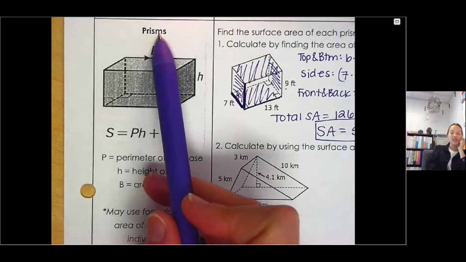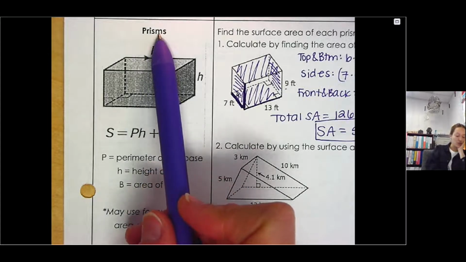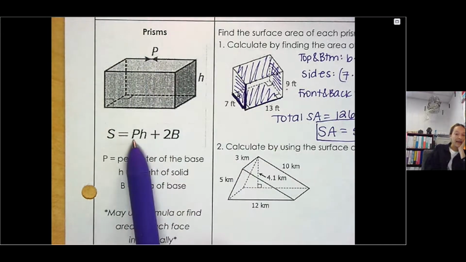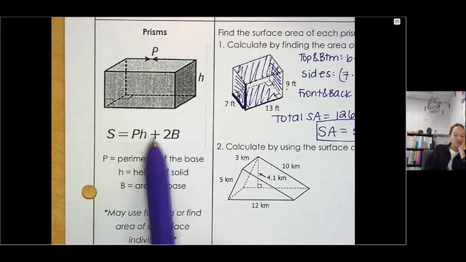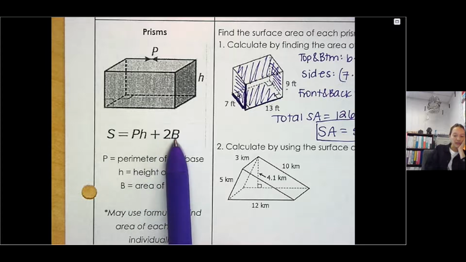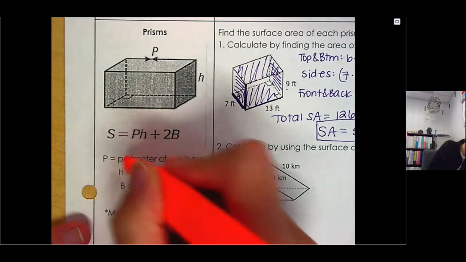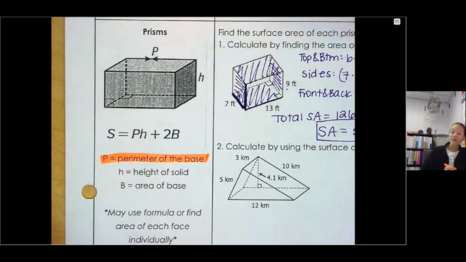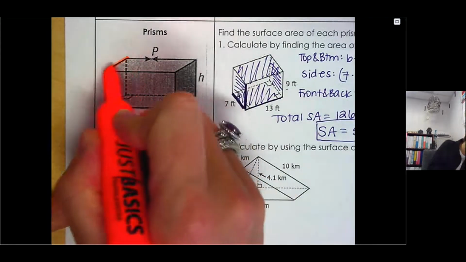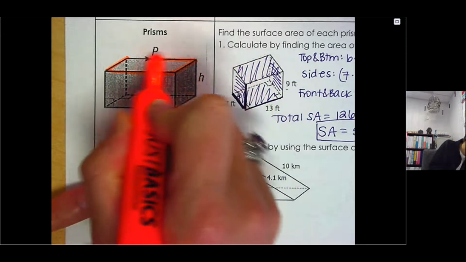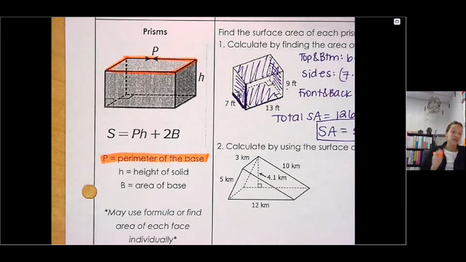So all prisms have the same equation when it comes to surface area. It is capital P times H plus 2 times big B. Now, the P stands for the perimeter, and it is the perimeter of the base. So whatever shape your base is, you have to find the perimeter. And in order to find the perimeter, you just add those sides together of whatever your base shape is.